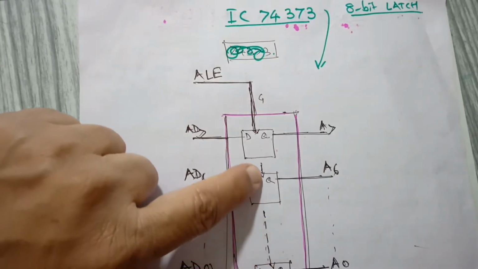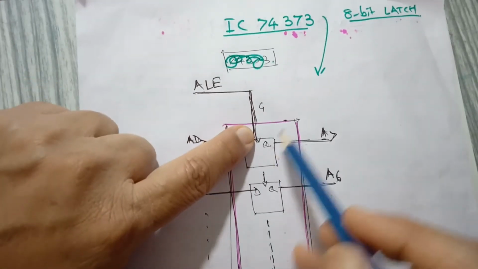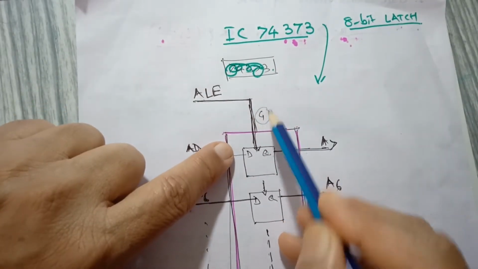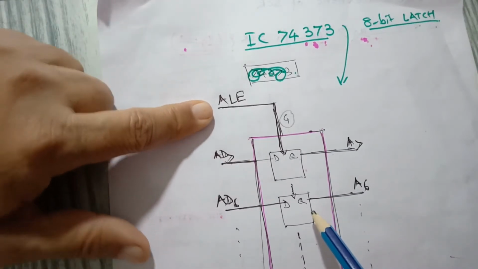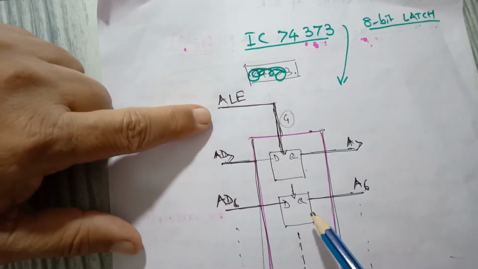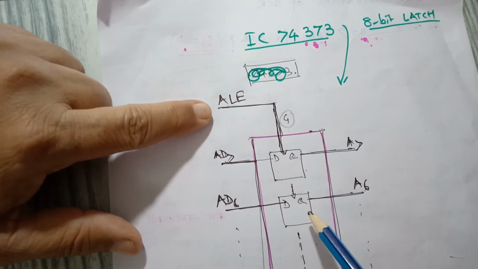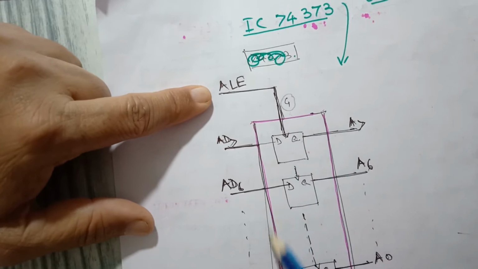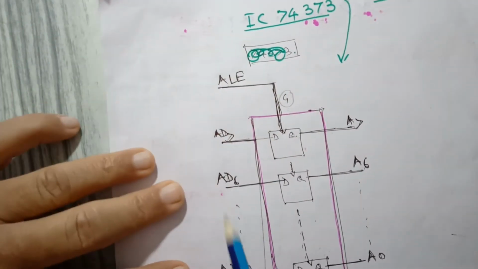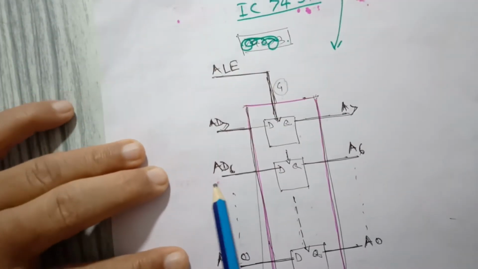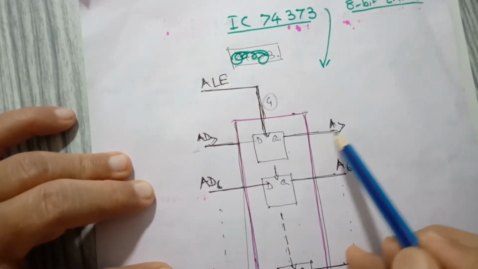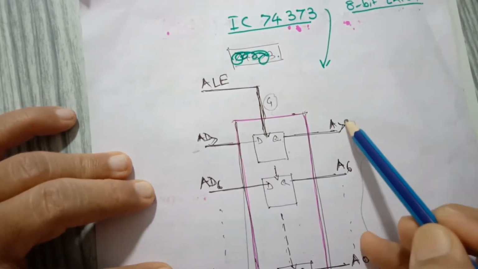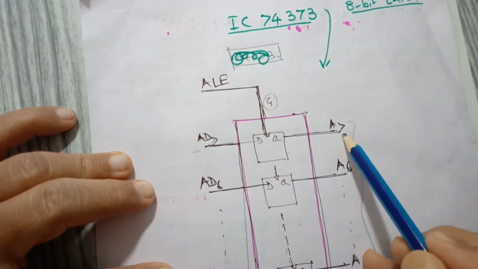The clock inputs are connected together, and that provides us a common control G to which the ALE pin of the microprocessor is connected. ALE stands for address latch enable, and to this latch we connect the address data lines AD0 to AD7, and for output we get the separate address lines A0 to A7.